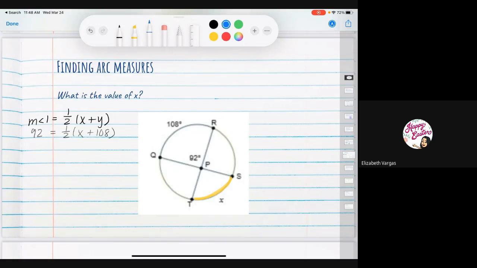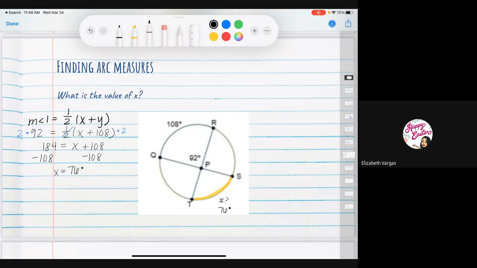Okay, so I'm looking for that x. Okay, so I need to isolate that x. So I'll multiply by 2 on both sides to cancel out my fraction. That gives me 184 equals x plus 108. Okay, I'm isolating my x, so I'm subtracting 108. And that tells me that x is equal to 76 degrees. So that means this missing x is equal to 76 degrees. Okay, so you can also work backwards to find the missing arc measure, right? But you're basically using the same equation.